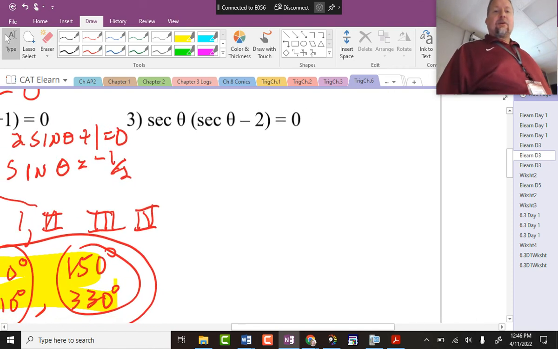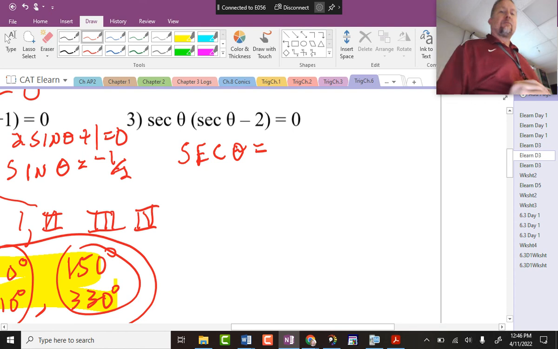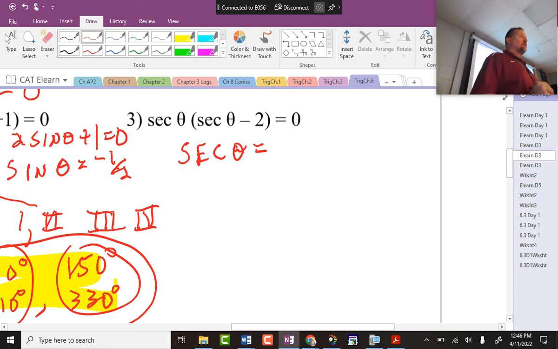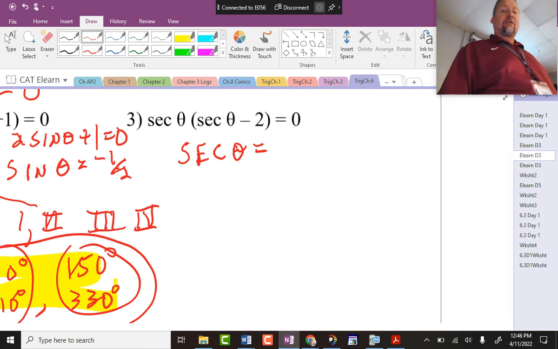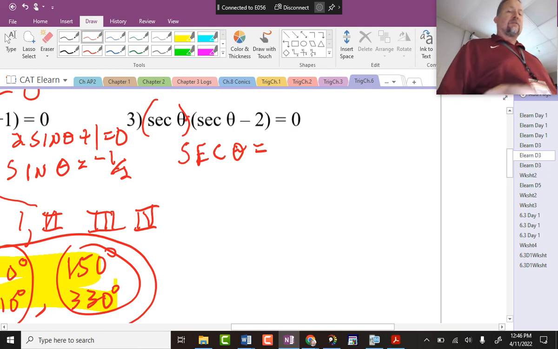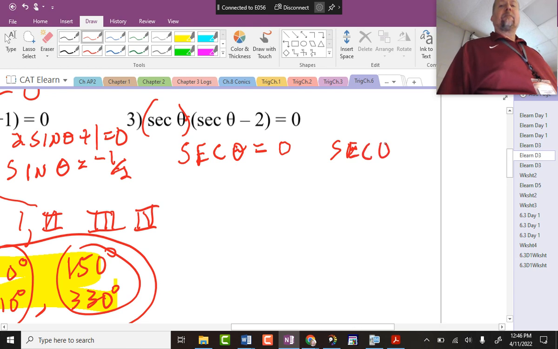Okay, so tell me the two equations. What do we got here? Secant. And no, you cannot divide both sides by secant. So what's secant of theta equal? Secant of theta equals zero, by the zero product property. And then what's the other one? Secant of theta equals what? You add 2 to both sides, so you get 2.